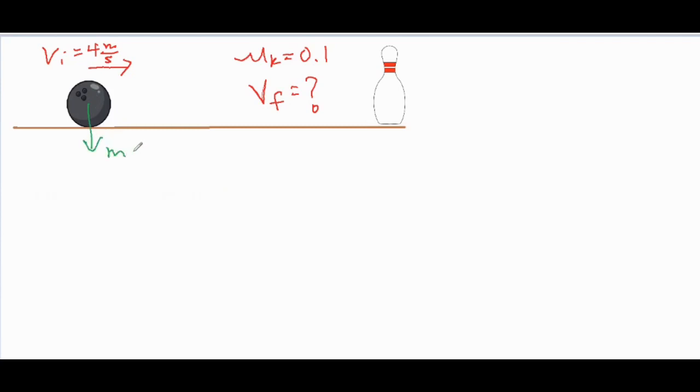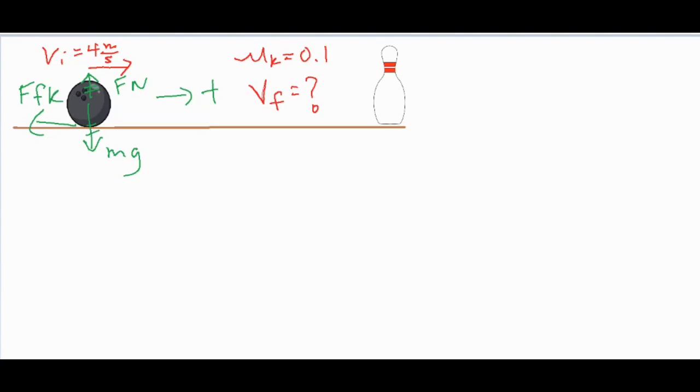We have the force of gravity, which is mg, and then we also have the normal force pushing up perpendicular from the surface, which is equal and opposite to mg. Now, as the ball is sliding to the right, which we'll call the positive direction, we have a force of kinetic friction that's opposing the slide.